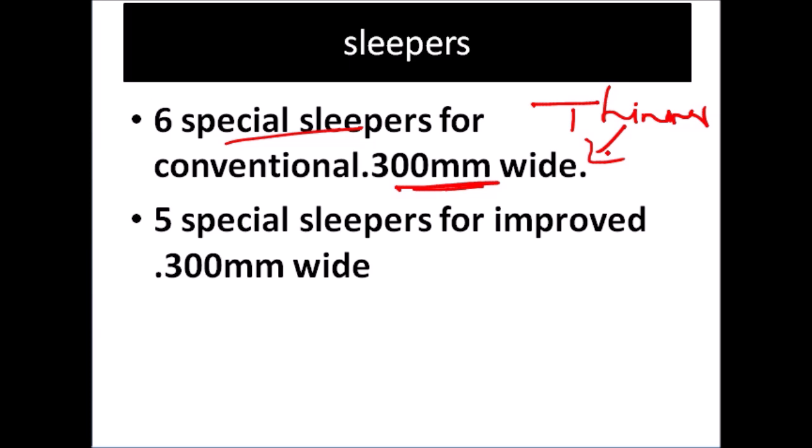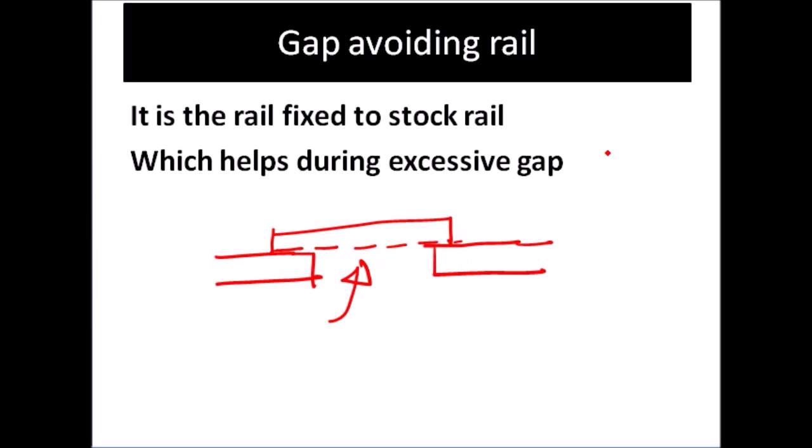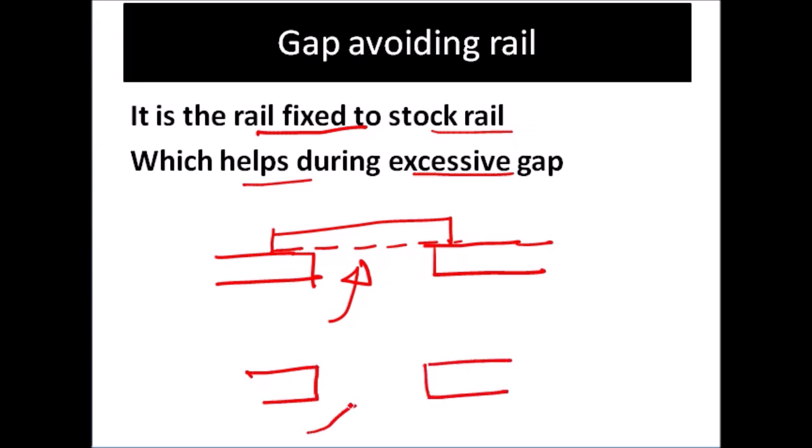And in conventional you have 6, and in improved you have 5 sleepers, right? And we are speaking about gap avoiding rail, right? So it is the rail fixed to the stock rail which helps during excessive gap. Suppose you have a stock rail and tongue rail like this, and when the gap is very heavy, when we want to go from this to this, if the gap is heavy there is a chance of derailment, right? So to overcome that you have this gap avoiding rail, right?